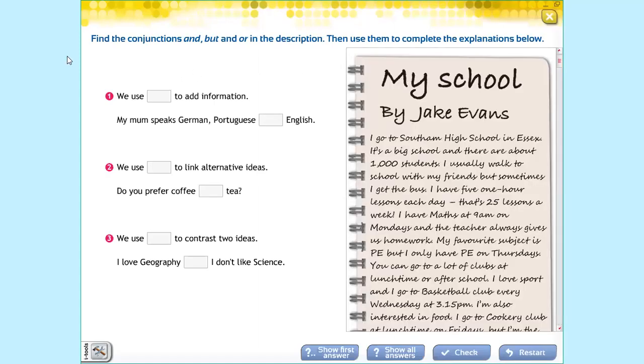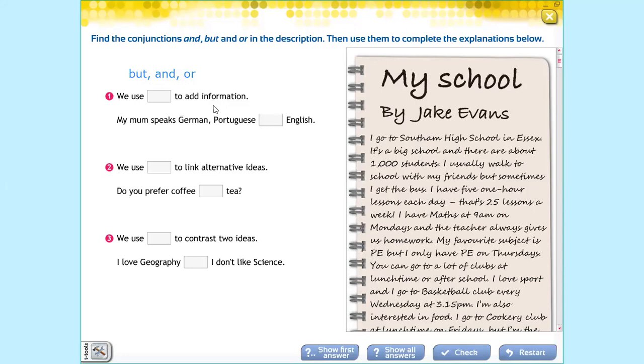Okay, find the conjunctions and, but, and or in the description, then use them to complete the explanation below. Okay, here we have the conjunctions. Remember, we have the conjunctions. Let me make it bigger. But, and, or: three conjunctions. Okay, all right.